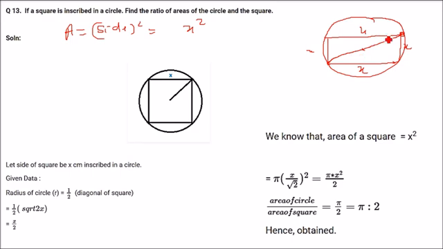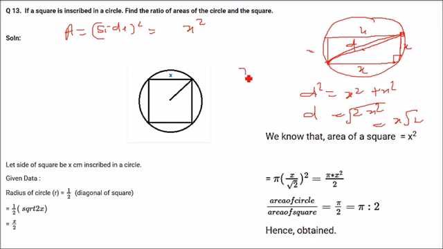Now for finding the area of this circle, we have to find out this diagonal. See, this is d, this is x, this is x, this is 90 degrees. So we'll use the Pythagoras theorem. D square will be equal to x square plus x square, this side plus this side. This is going to be 2x square. So d will be equal to the square root of 2x square. X will come out, so x root 2 is the diagonal. But we have to find out the radius, so the radius will be this by 2. So x root 2 by 2 is the radius.